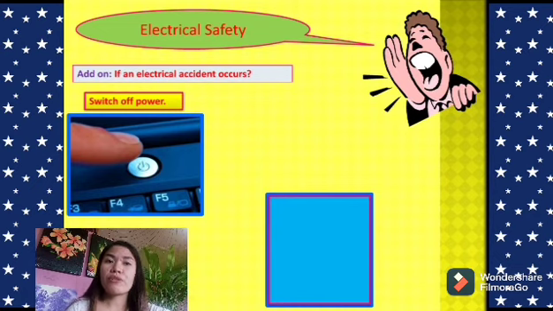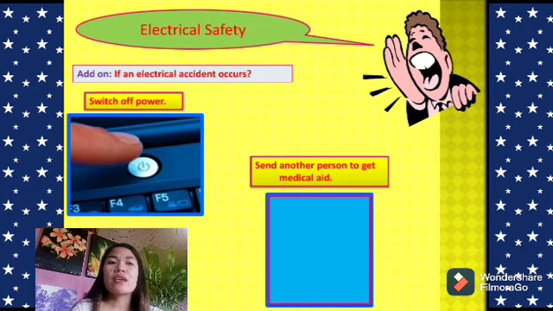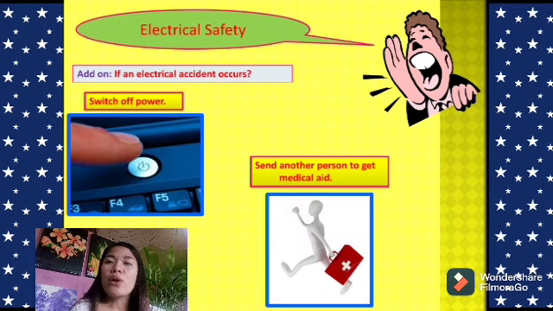Switch off power, of course, to avoid further complications. Example, if someone gets electrocuted, you need to switch off the power supply to avoid fatal accidents. Next, send another person to get medical aid. If the accident occurred, one must stay beside the patient to assist him or her, and one must call for help.